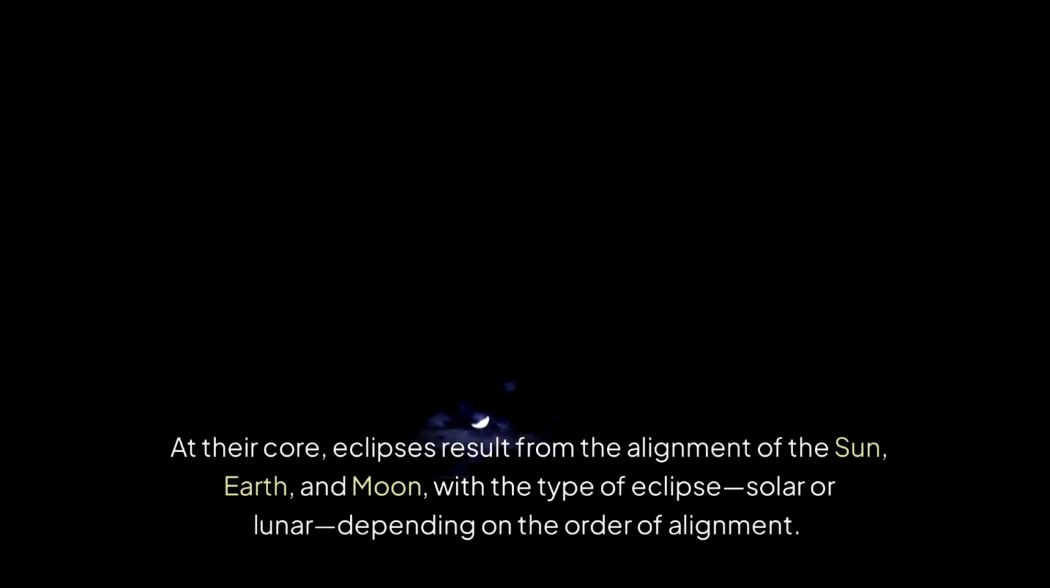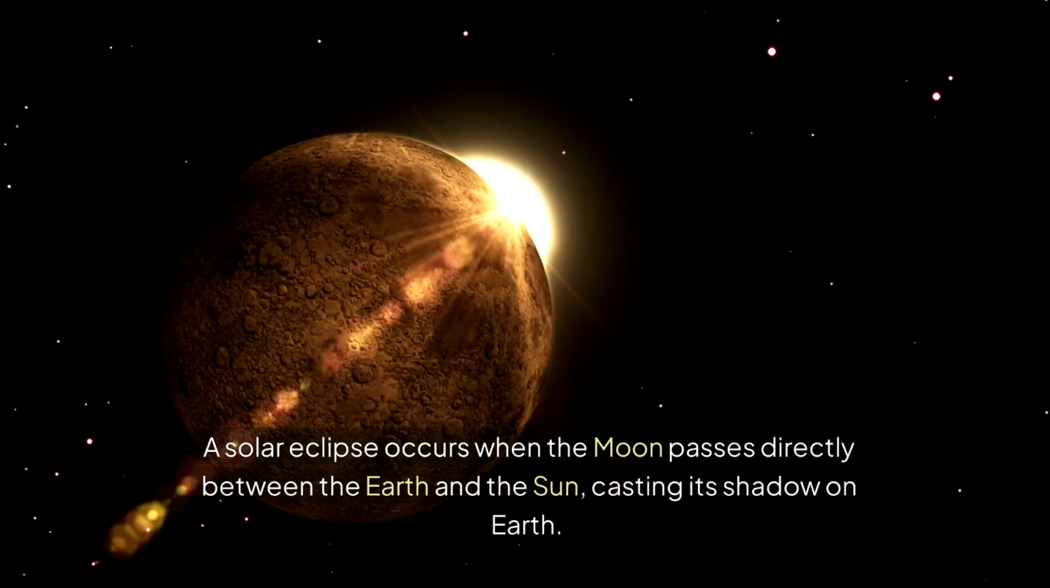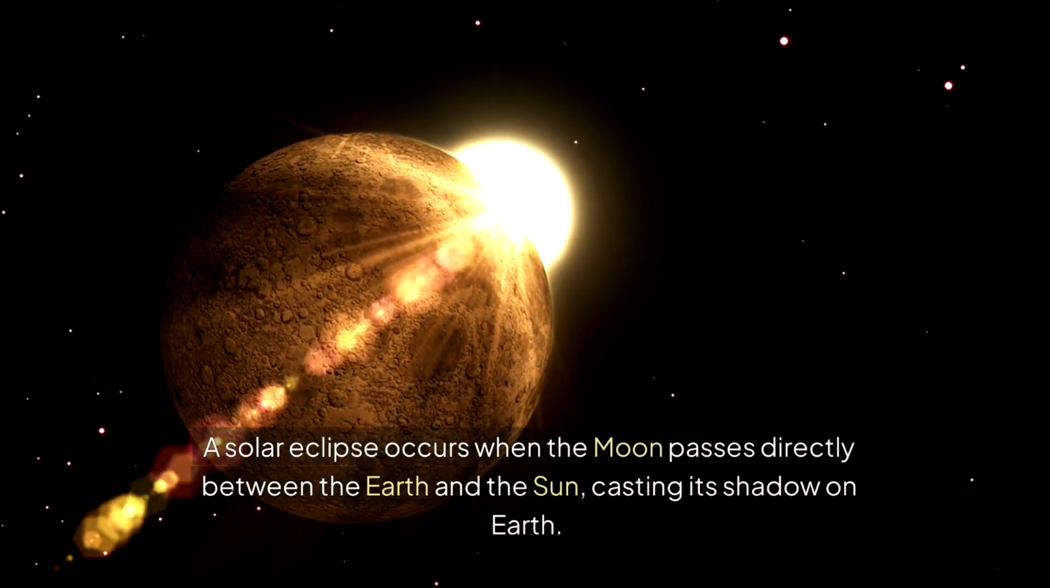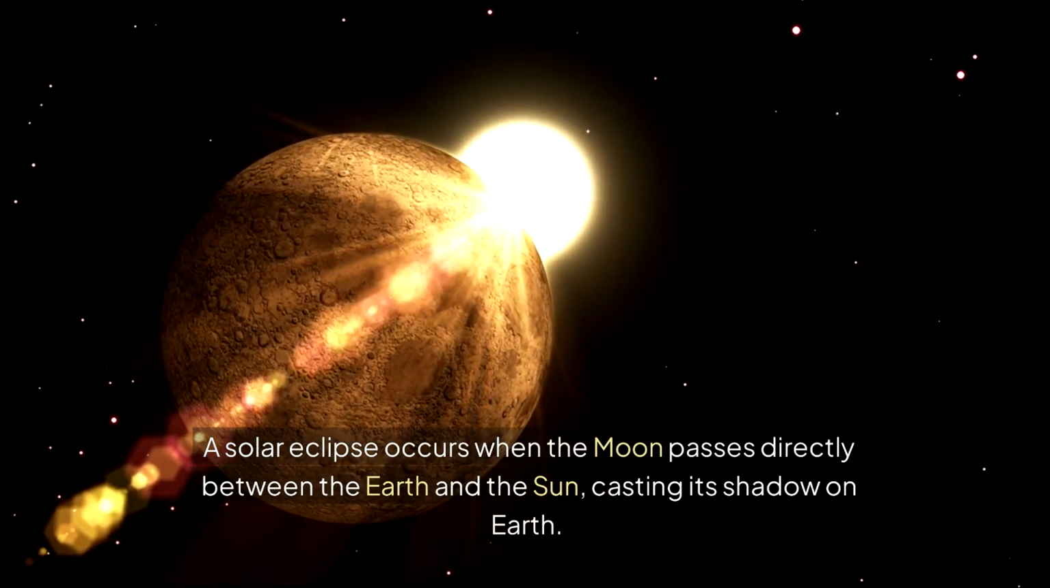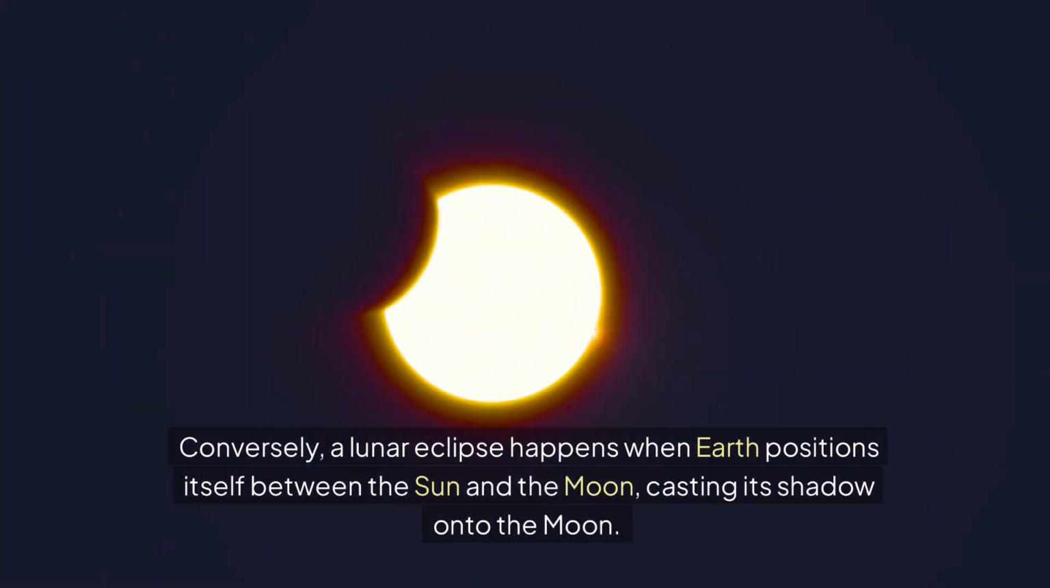At their core, eclipses result from the alignment of the Sun, Earth, and Moon, with the type of eclipse, solar or lunar, depending on the order of alignment. A solar eclipse occurs when the Moon passes directly between the Earth and the Sun, casting its shadow on Earth. Conversely, a lunar eclipse happens when Earth positions itself between the Sun and the Moon, casting its shadow onto the Moon.